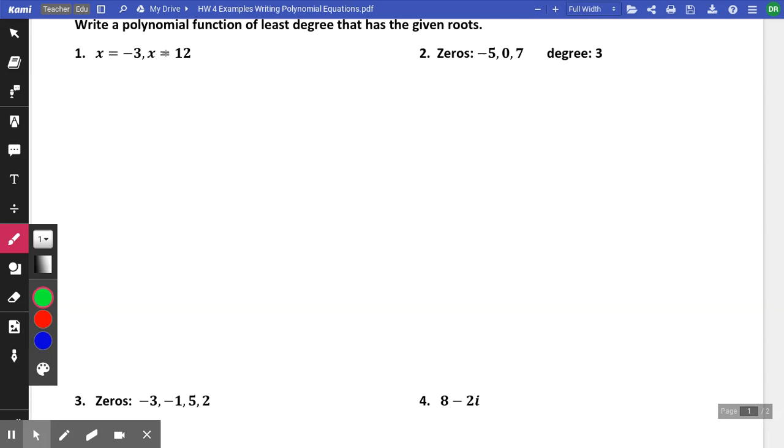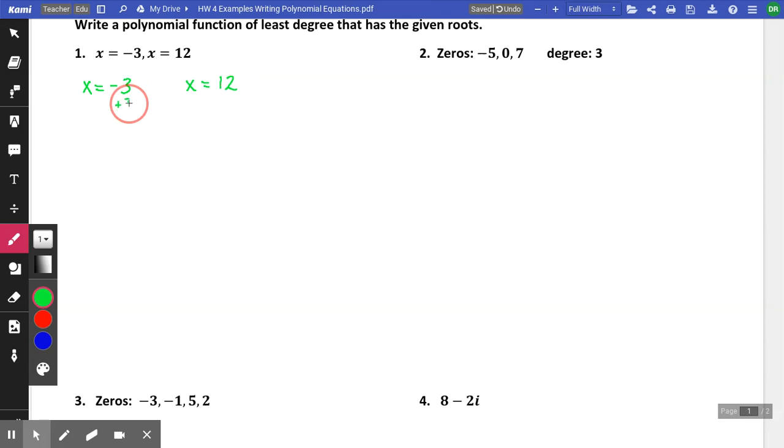So in example 1, we have 2 solutions. They're both real solutions, and so I would expect to have a degree 2 polynomial equation where we just have 2 solutions. So our polynomial is going to say x squared. Okay, so in this case, we have x equals -3 and x equals 12. Those are already set up, but I'm going to go ahead and rewrite them here. It's always good to have this set up as x equals, because what we're going to do is take each one of these and write them in factored form.